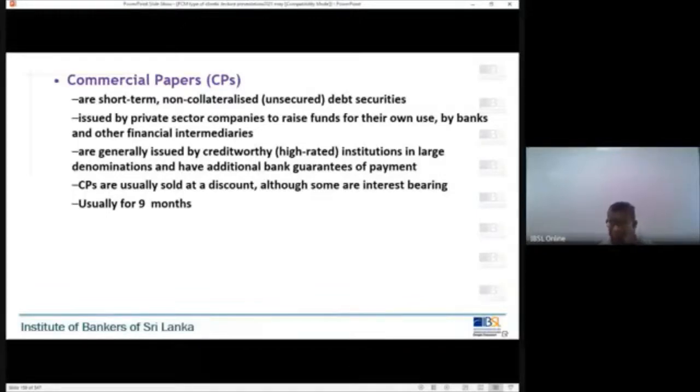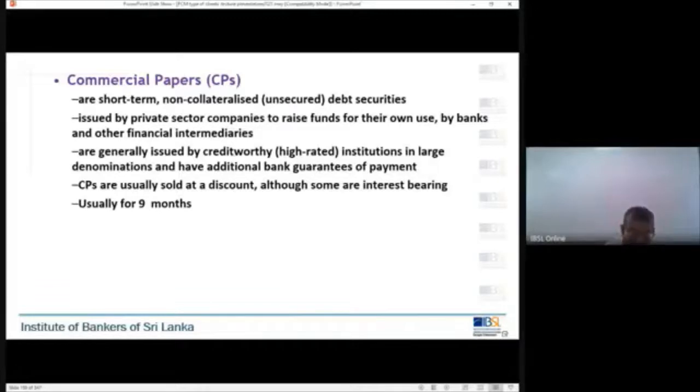Look at the feature, short term. The moment you say short term, it is less than 1 year, right? It is less than 1 year. The moment you say 1 year, what is the type of instrument? We call them as what instrument? It's a money market instrument. More than 1 year, we call them as what? Capital market instrument. So one specific feature of a commercial paper is short term, therefore it is a money market instrument. Another important feature, non-collateralized. This is unsecured.